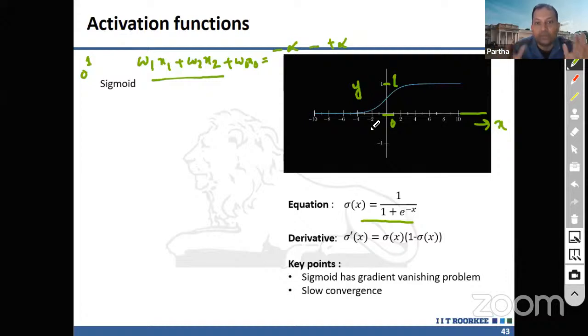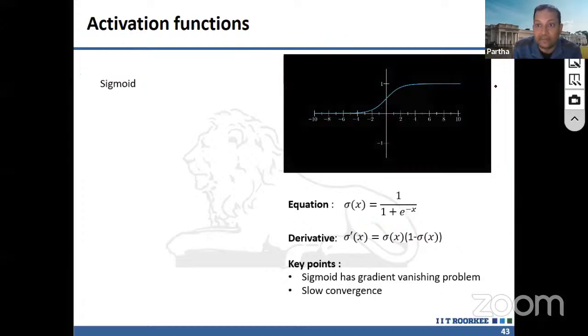So I'm squeezing whatever information I have to 0 to 1. That's how the sigmoid function works. It's very simple: sigma of x equals 1 by 1 plus e to the power minus x. Whatever information you have, you fit it there, and whatever outcome you get from 0 to 1 is the result. That is the value it will produce for the next perceptron.